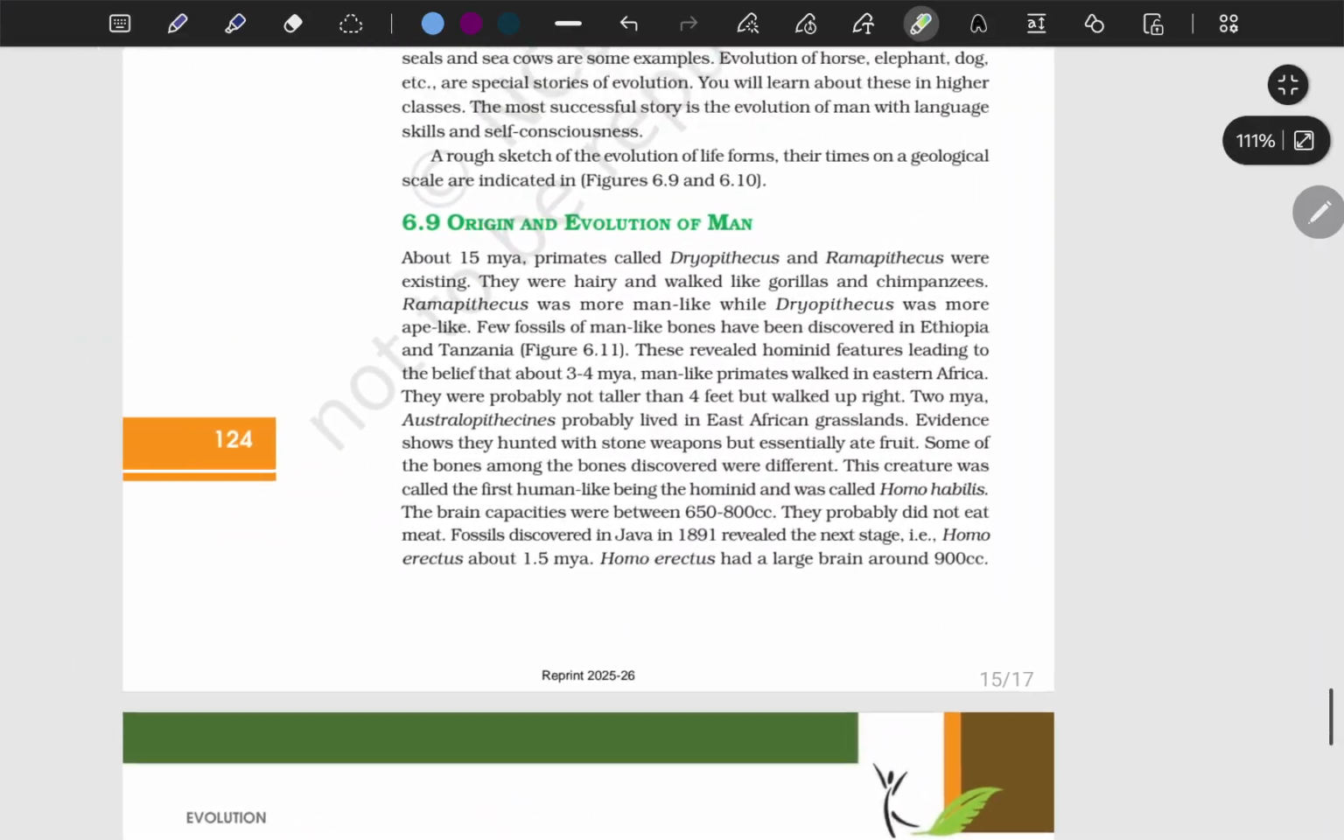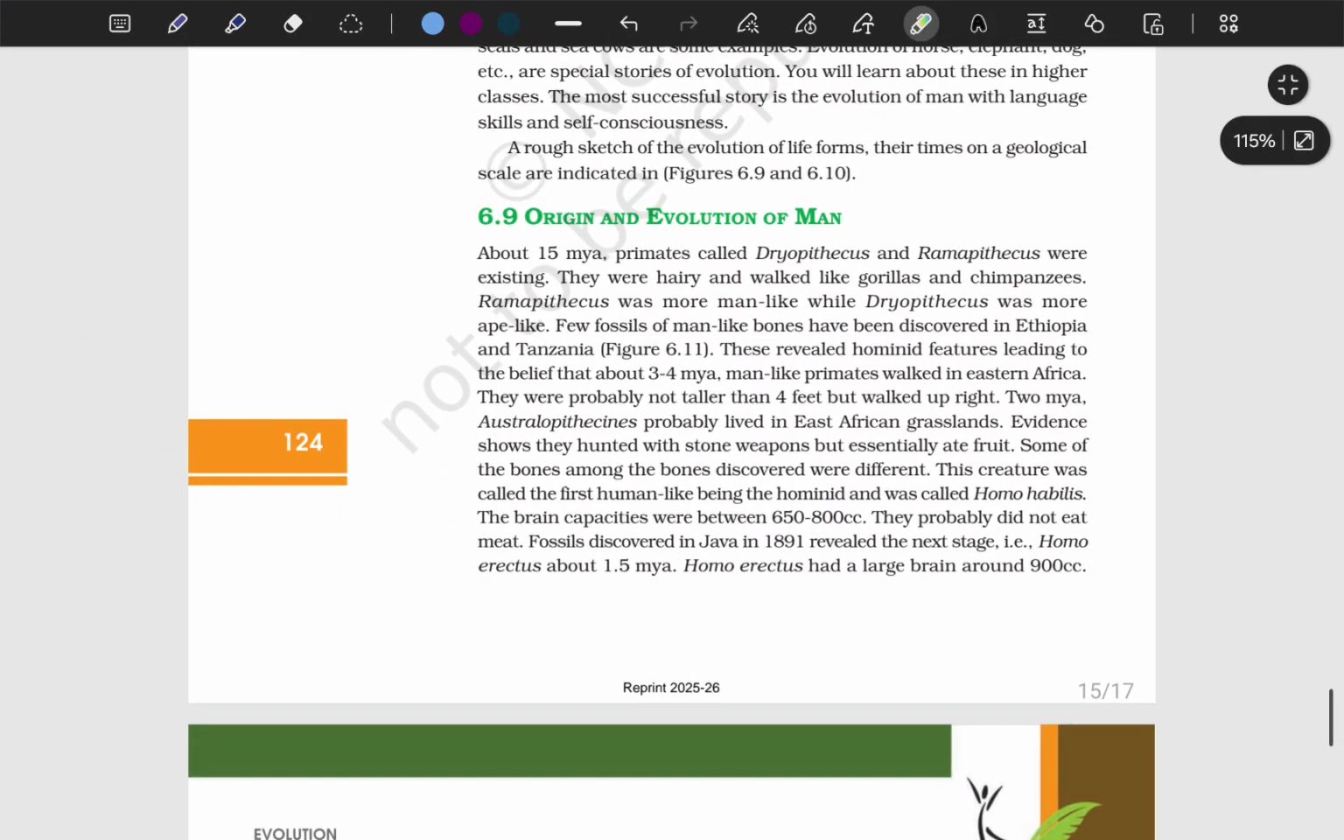Moving ahead, origin and evolution of man. So about 15 million years ago, primates called Dryopithecus and Ramapithecus were existing. They were hairy and walked like gorillas and chimpanzees. Ramapithecus was more man-like, while Dryopithecus was more ape-like.